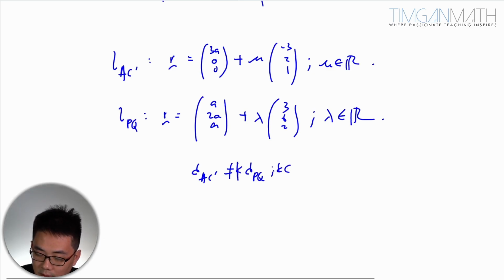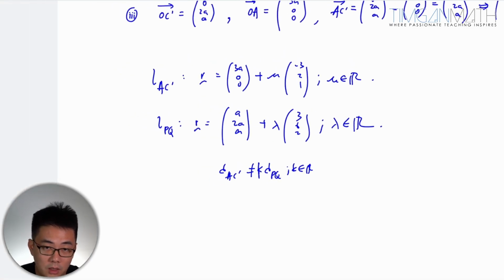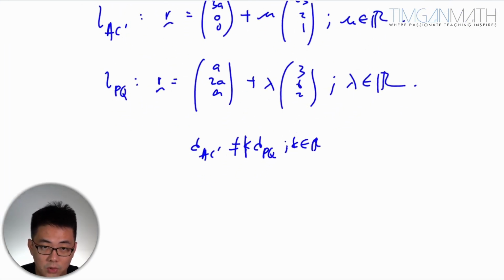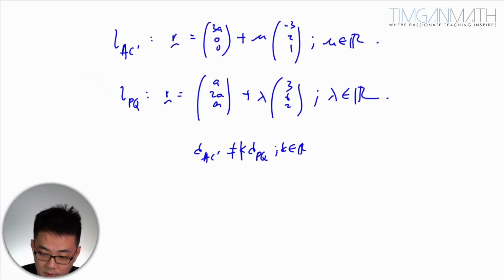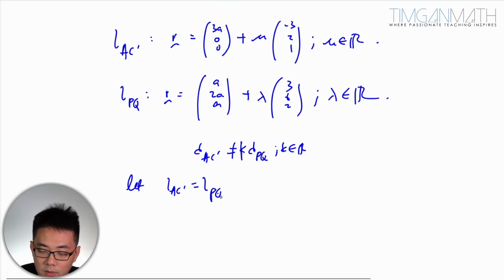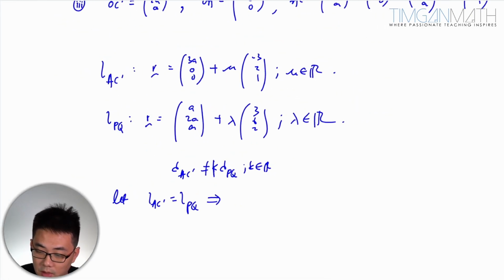K is a real value. So essentially they are non-parallel, so they are either intersecting or skew. What we're going to do is let line AC equal to PQ. You just need to find the intersecting point, so I'm going to just equate both of these.